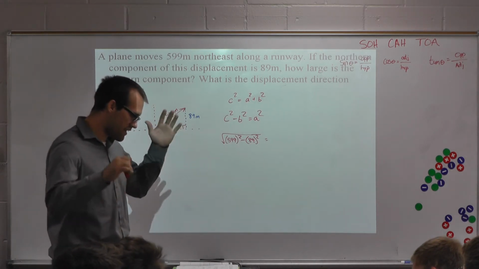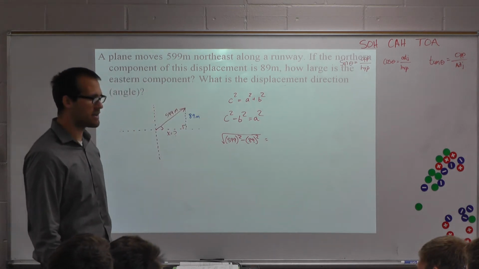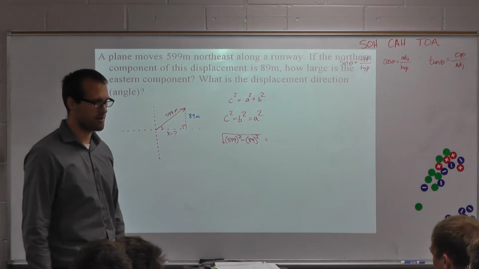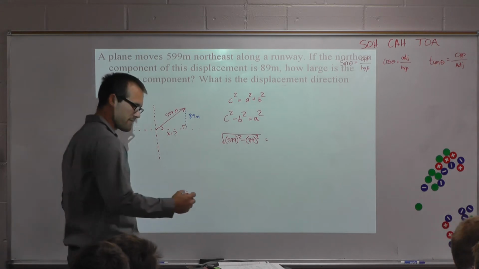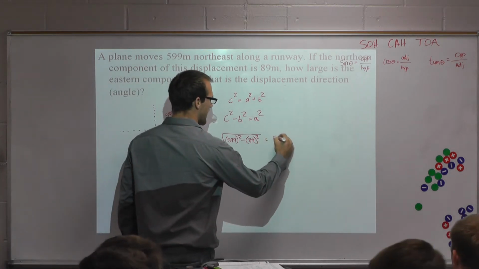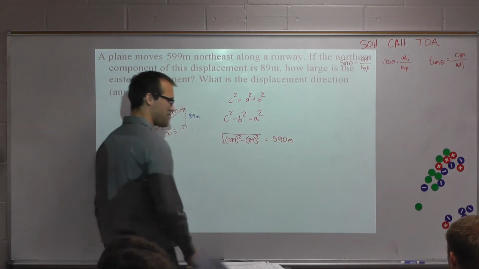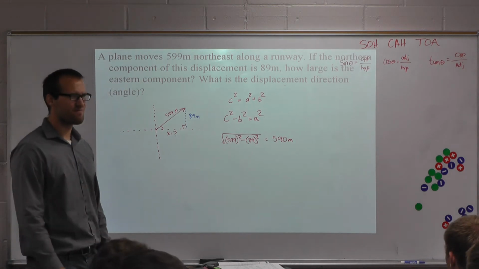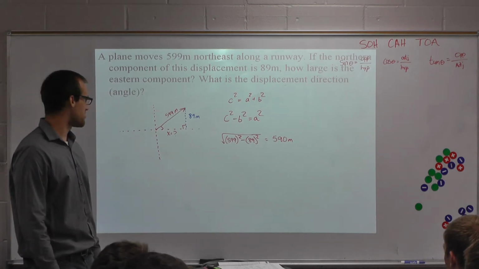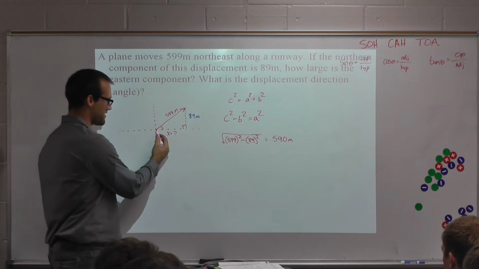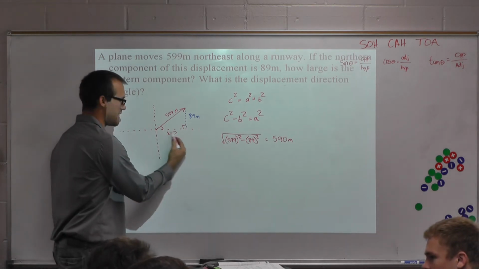I still have to get you guys caught up on sig figs. I should have just made you do it yourself. So there's 590 meters, but I still need a direction for this. What is it? It's north of east. Just straight east. It's the x component. It's the east component. This is straight east.